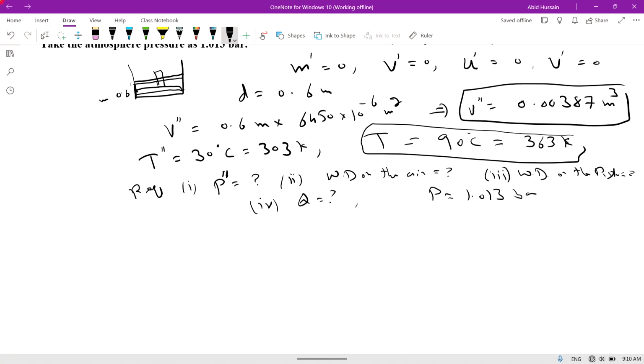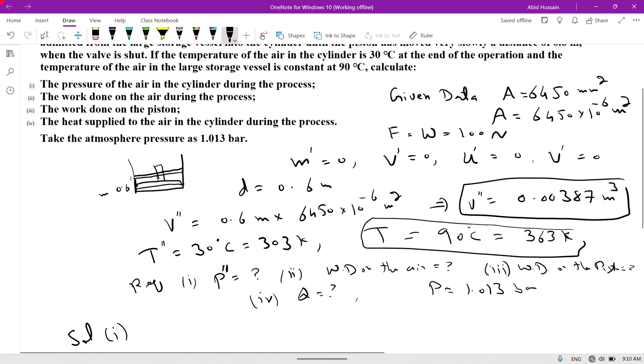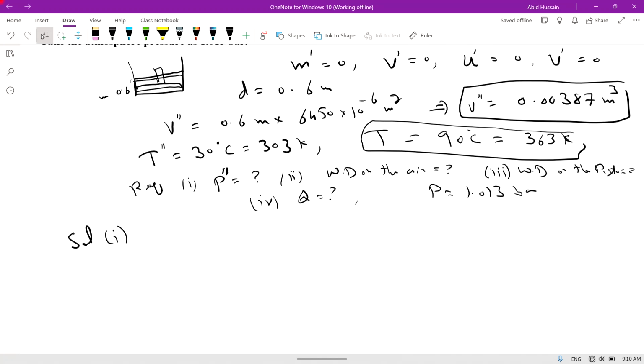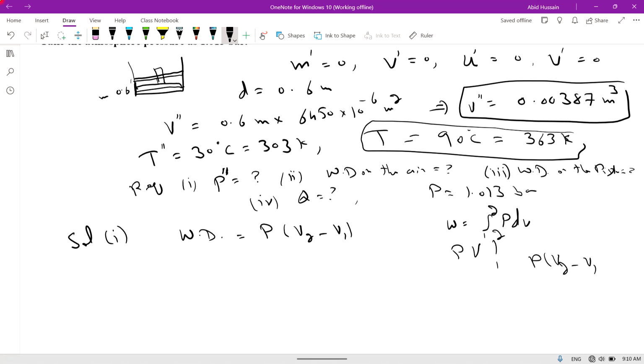Now we start the solution. Number 1. First we find the pressure in the cylinder. For this we use the equation of work done. We know that work done is equal to P times V2 minus V1. We can find this from the formula W is equal to the integral from 1 to 2 of P dV. Pressure is constant, so take the integration of dV. Integration of dV is V, lower limit 1 and upper limit 2. Applying the limits, this will be equal to P times V2 minus V1.